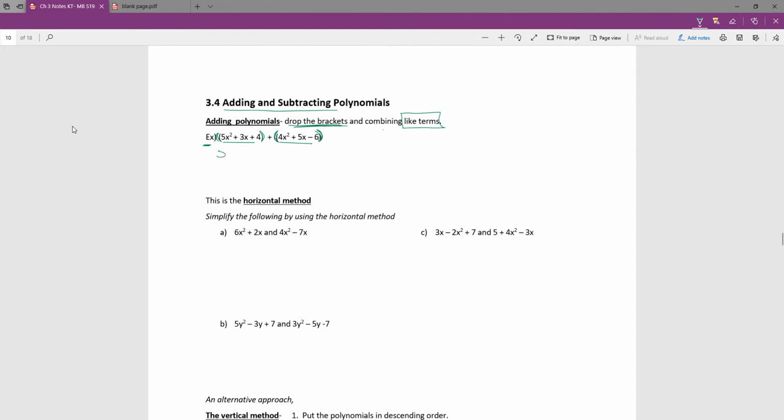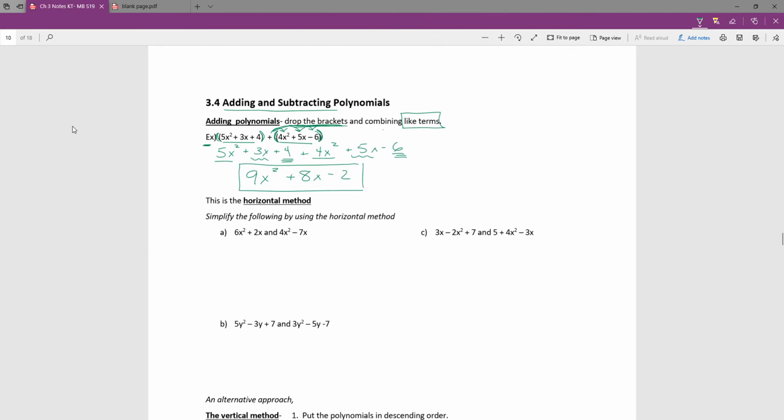So dropping the brackets here would just mean rewriting it because the positive is applying to everything in this bracket, and so nothing changes. I'd be looking for like terms as I go through, and then I'd be combining those like terms. So my final answer would be all of the terms collected. So 9x squared plus 8x minus 2.